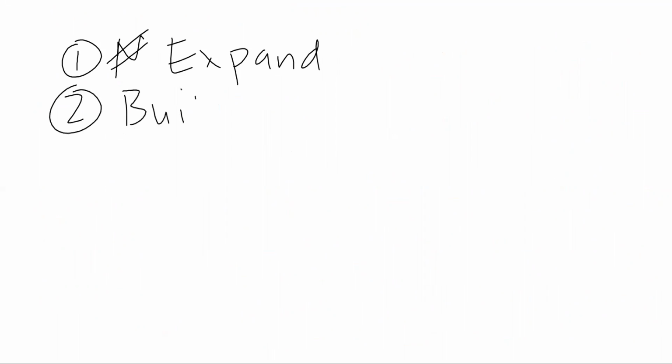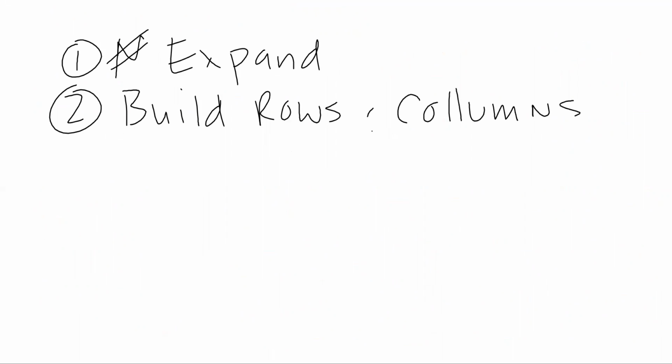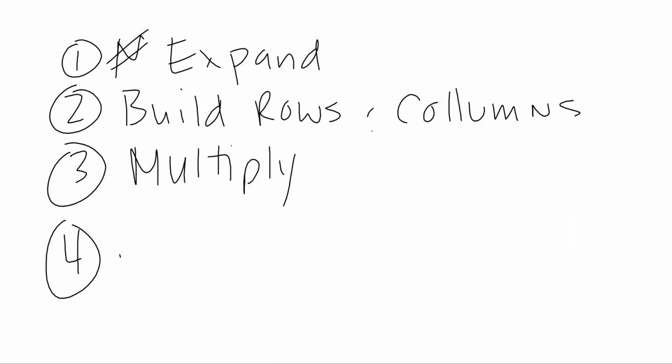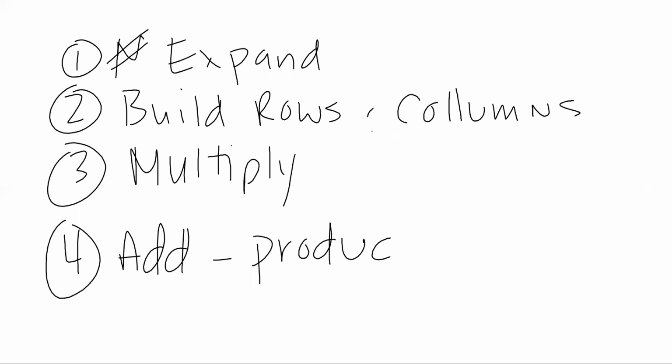Remember those steps, right? Remember, we're going to expand. We're going to build rows and columns. That's why we expand. It gives us those rows and those columns. Then we are going to multiply. And then we will add up all of our products. And we're done. I know that sounds simple. It is straightforward. I'm not going to use the word simple, but it is straightforward.